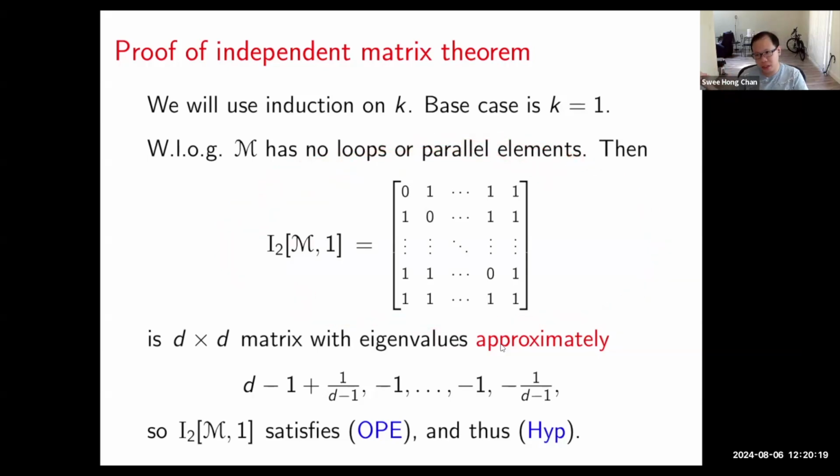You can put it into Sage, run this thing, and it will tell you the eigenvalues: the first entry is positive, and the last entries are all strictly negative. This is important. They are all strictly negative, no zeros. In particular, this means that they all satisfy OPE. In particular, it satisfies the hyperbolic property. So this proves the base case of the induction.